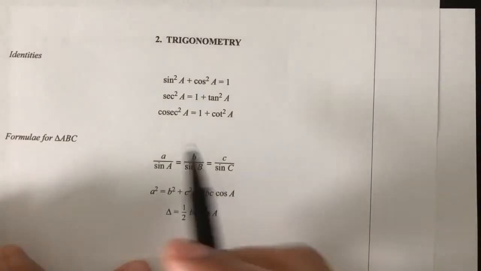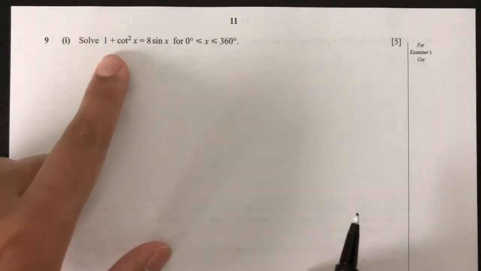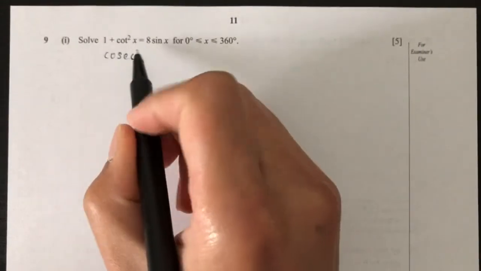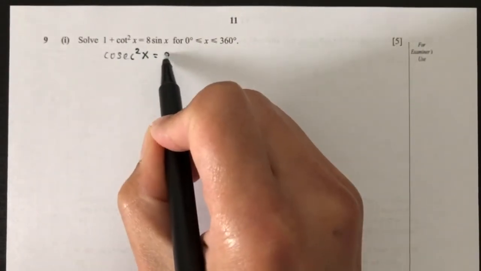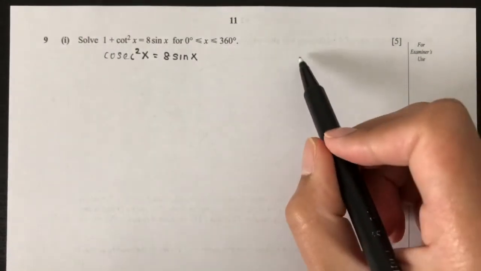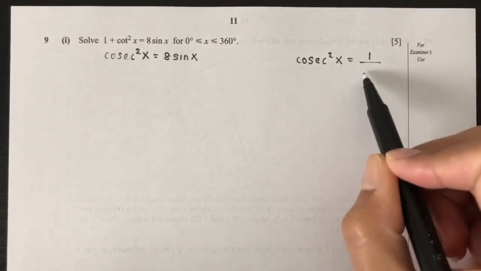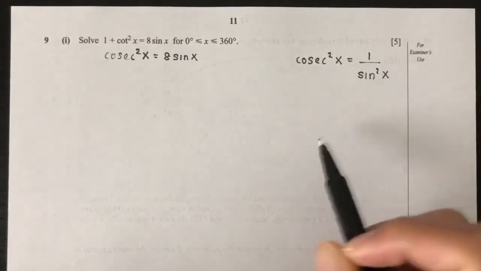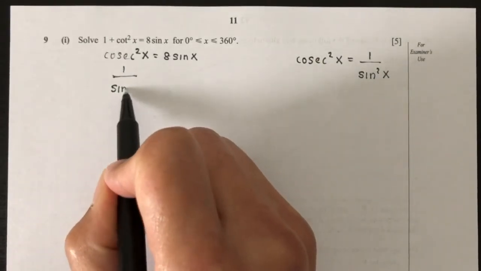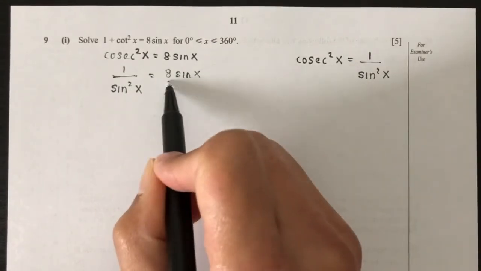So here we have an equation, which is this one. 1 plus cot square x is equal to cosec square x, which is equal to 8 sine x. Now what is cosec square x? You have to know cosec square x is equal to 1 over sine square x. Replace that back here, you will have 1 over sine square x is equal to 8 sine x, and that is of course over 1.